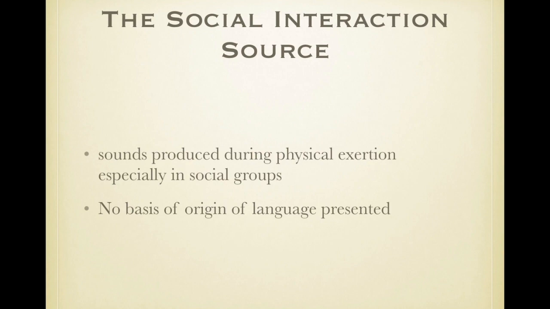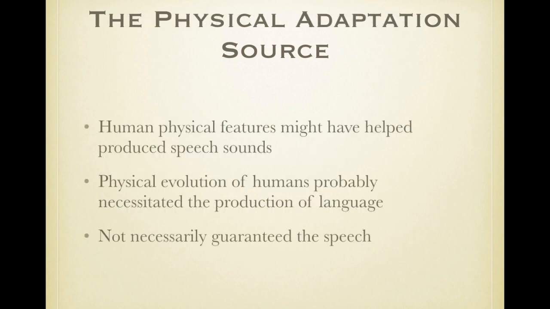Another speculation about the origin of language is the physical adaptation source. It is believed by some that physical features of human beings have probably helped and urged humans to produce speech sounds that later on developed into language. Since human beings evolved through time, this evolution might have necessitated the production of language in humans. Vocal organs, lips, nasal tracts, and other speech organs had evolved through history and probably developed the capability to originate language. But these physical features probably only guarantee production of various speech sounds but not a language.